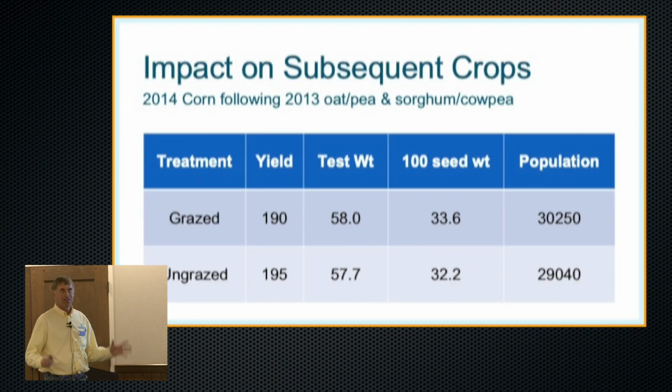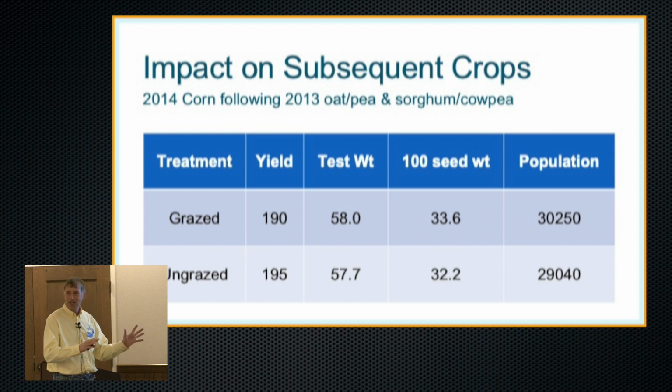What happens when you're putting livestock, cattle or sheep or whatever, out grazing cropland? Compaction and things, is it going to be detrimental to your next crop?